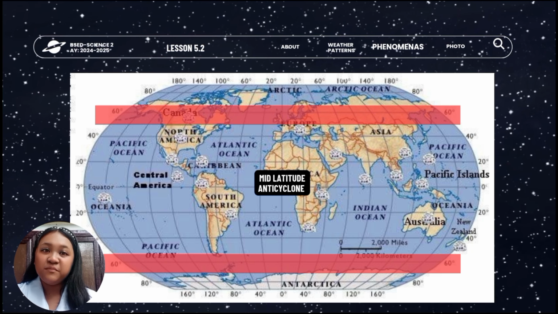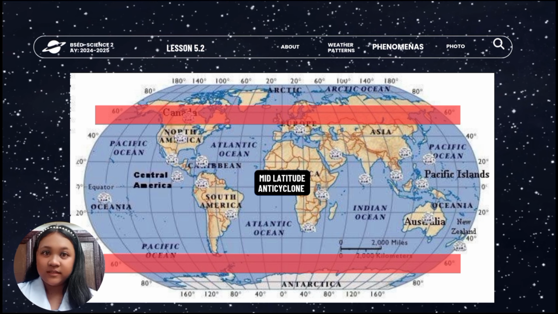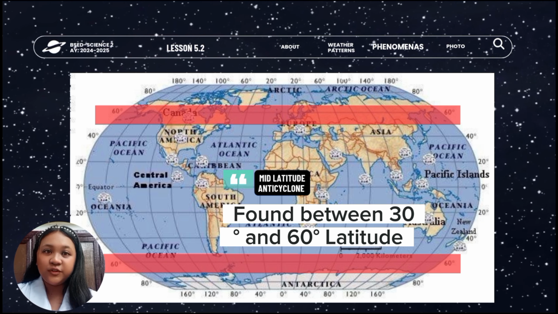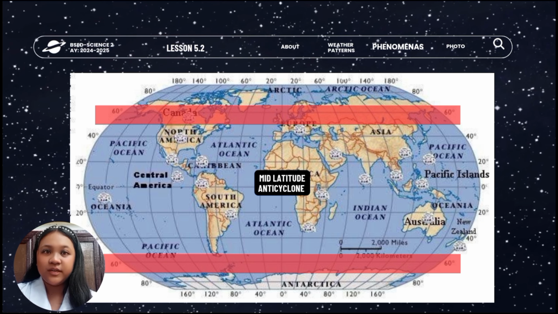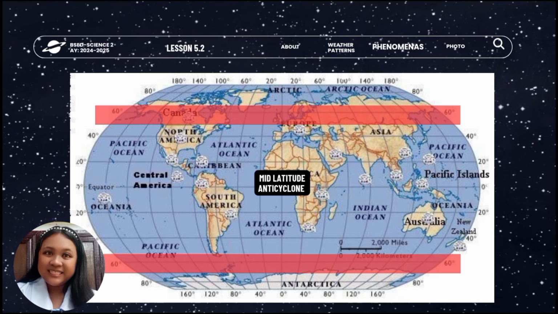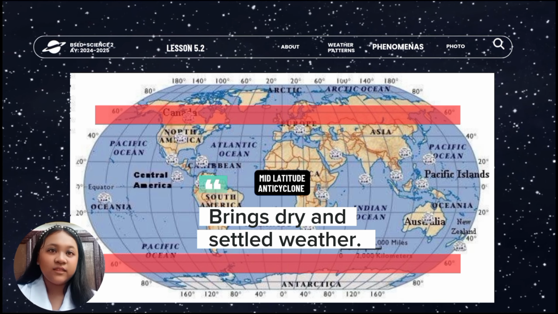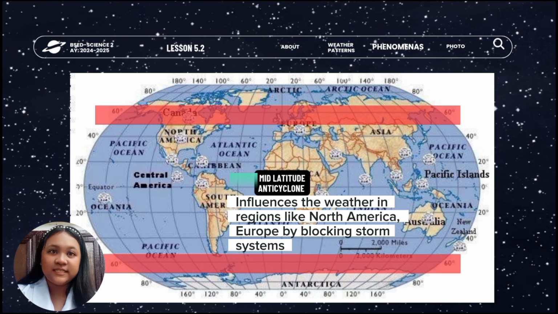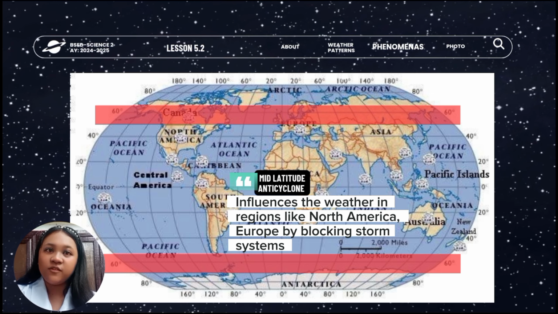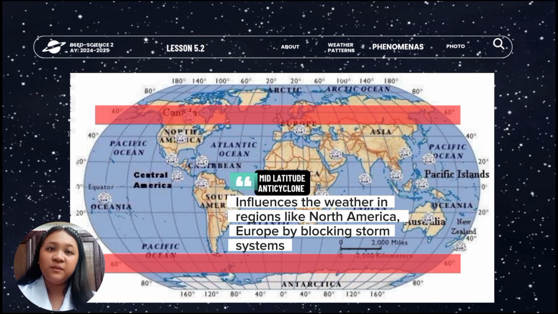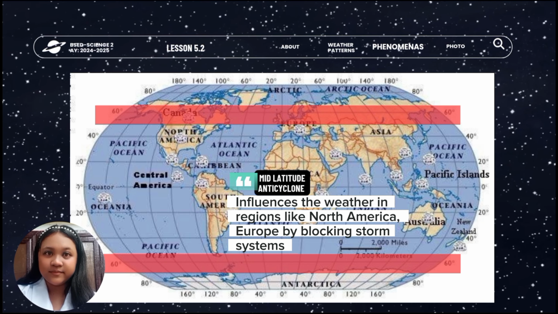Up next is the mid-latitude anticyclones. Found between 30 degrees and 60 degrees latitude, this high-pressure system brings dry and settled weather. They play a key role in influencing the weather in regions like North America and Europe, often blocking storm systems.